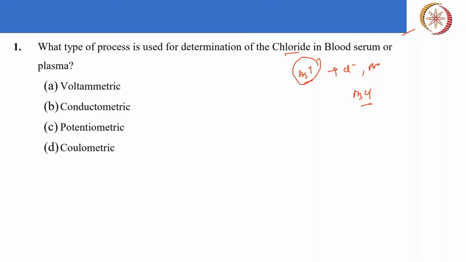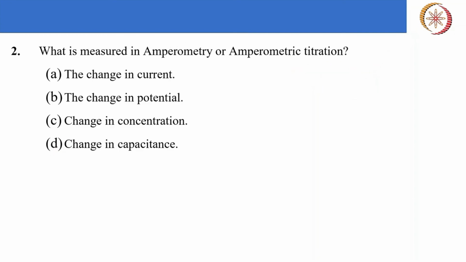Suppose you are dipping some silverware and applying some current, that is coulometry. In that case, some silver Ag plus ion is produced, so it can react with the halide ion, chloride or bromide, and it can precipitate. Due to that you can measure the chloride ion in our blood. So the answer is D, coulometric.